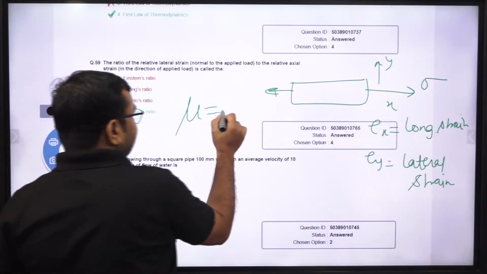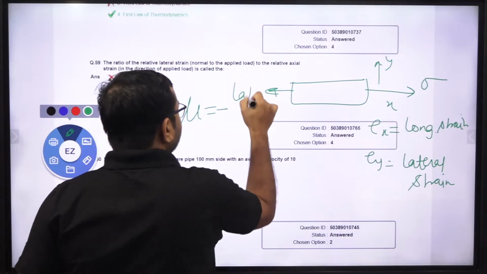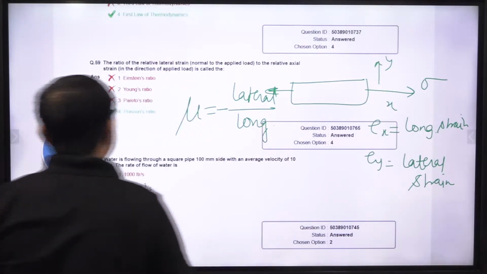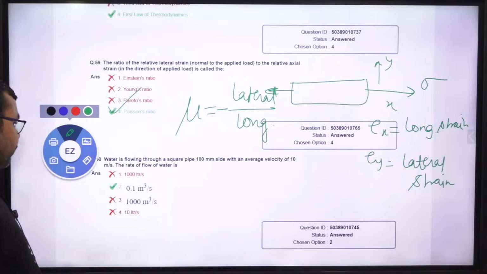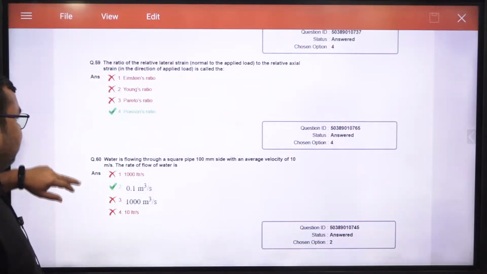And the Poisson's ratio is the ratio of lateral strain to the longitudinal strain. Is it clear? So the correct answer is Poisson's ratio. Okay, so what about this?